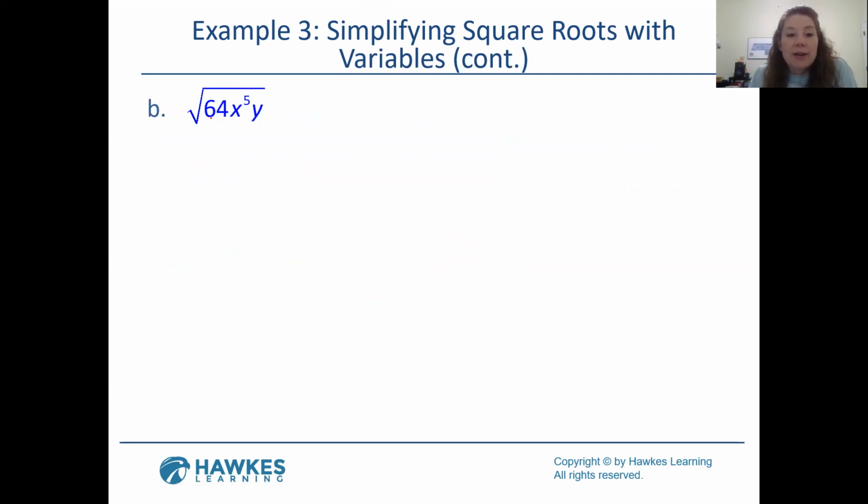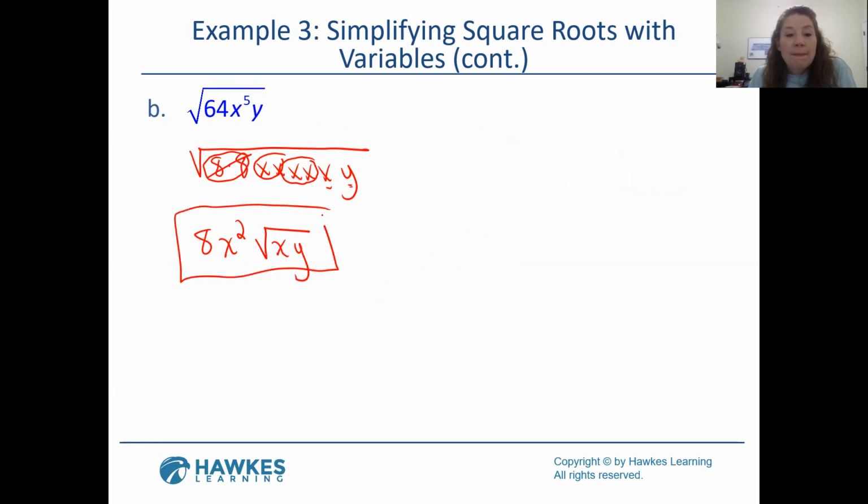64 is a perfect square. Now, let's go ahead and draw this out though. So 64 is 8 times 8. And then we have 1, 2, 3, 4, 5 x's and 1 y. So we get to pull out 1 pair of 8s. We get to pull out 1 pair, 2 pairs of x's, so x squared, and then these two are both inside by themselves, x, y. And that's the final answer.